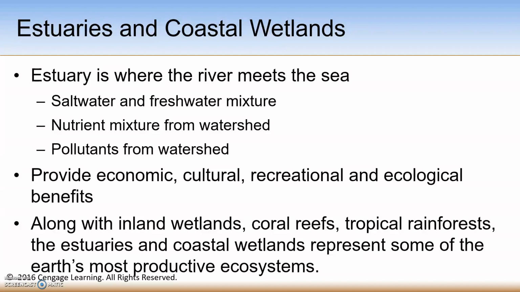And they can reduce storm damage and coastal erosion by absorbing waves and storing excess water produced by storms and tsunamis. And finally, estuaries and coral reefs and coastal wetlands represent some of the world's most productive ecosystems at a similar level of tropical rainforest and inland wetlands.